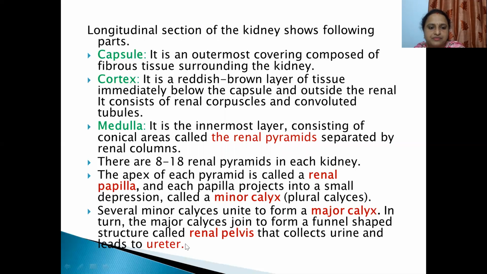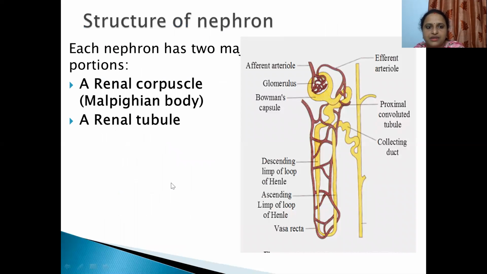And next comes the most important thing, the nephron, which is the functional unit of the kidney. So here you can see the diagram. Each kidney contains almost 1 to 2 million nephrons. And there are two major portions in the nephron. One is called the renal corpuscle, the other is called the renal tubule. You can see in the diagram here, the cup-like shape is called the Bowman's capsule. And within this Bowman's capsule, we have a network of capillaries called the glomerulus.